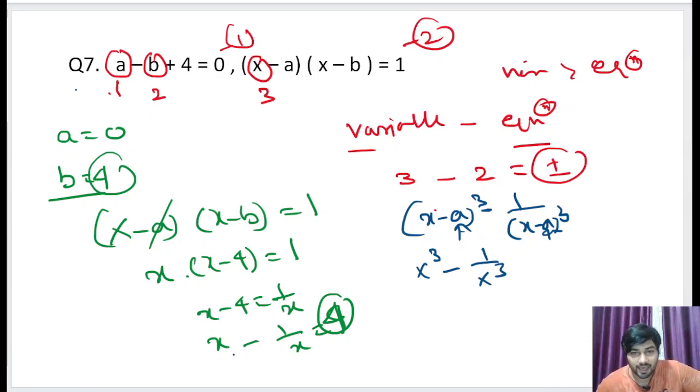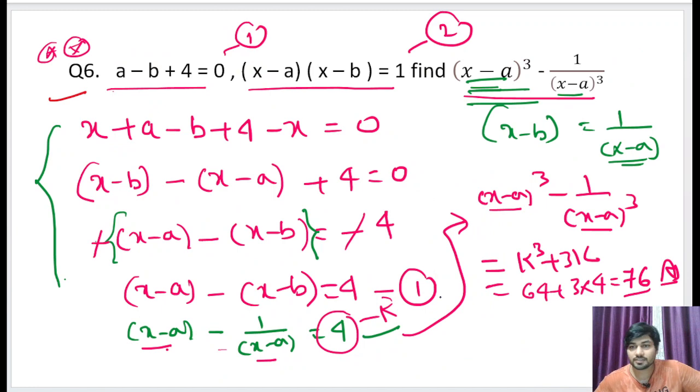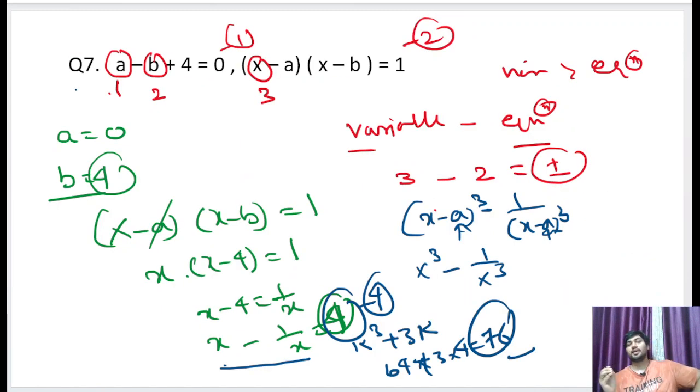Now, I have x minus 1 upon x. Can't I get x cube minus 1 upon x cube? Definitely I can. I know the direct formula. What is the formula here? The formula is k cube plus 3k, and the value of k is nothing but 4. So 4 cube will be 64, and 3 into 4, that is 12, again gives 76. Isn't it the same answer that we got here? 76. See, the same answer, and in very less time.